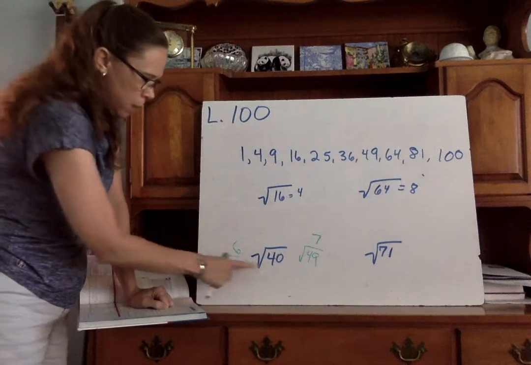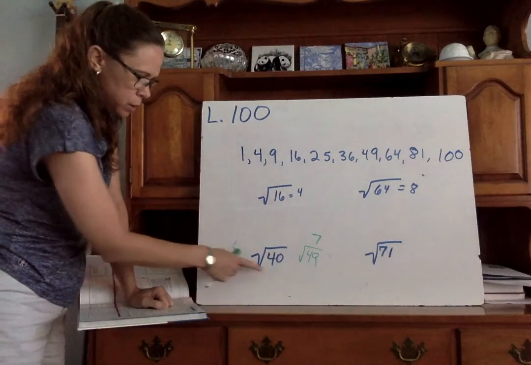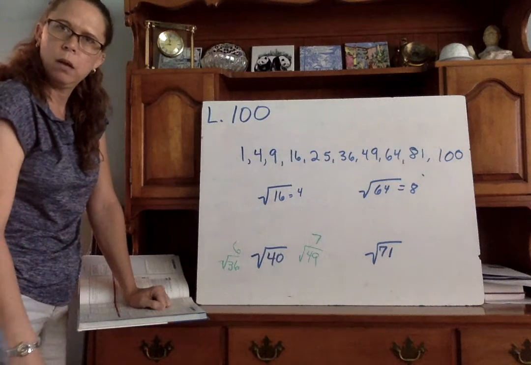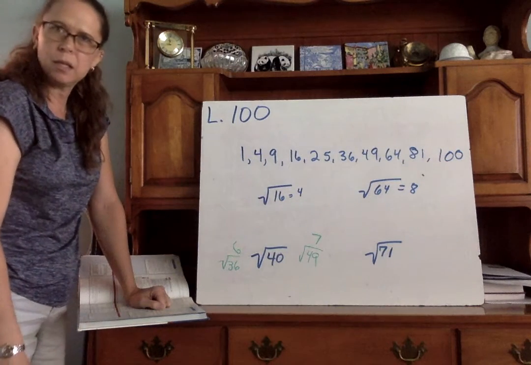Now, I can tell 40 is closer to 36 than it is to 49, so it's going to be closer to 6 than it is to 7. But it'll be between 6 and 7.